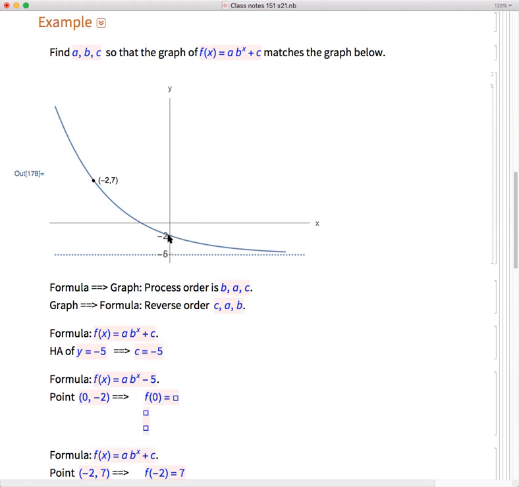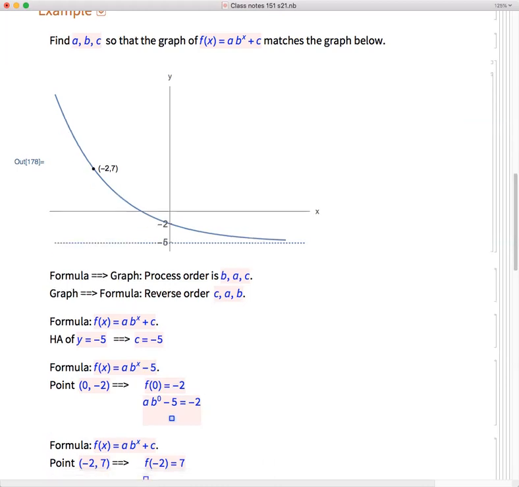And what that means in terms of the function f is that when we compute f of 0, we are going to get the number -2, right? The x coordinate is the input, the y coordinate is the output. Okay, so what we're going to do now is take our formula. We know the formula has this form, and we're going to replace the x with 0. That is f of 0, and we want that to equal -2.